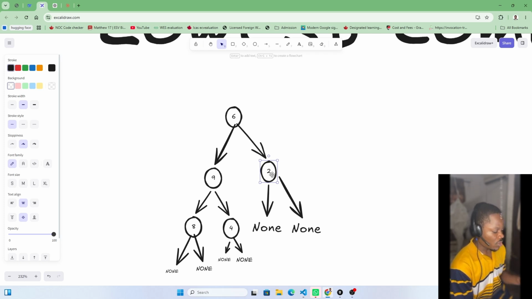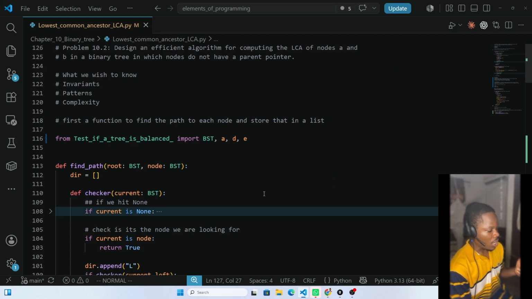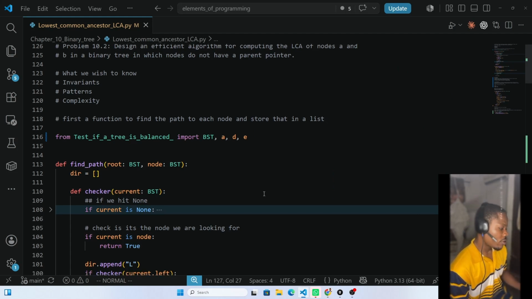So yes, that's what we are going to be trying to find out. Who is the lowest common ancestor between two given nodes, and how do we go about finding that?